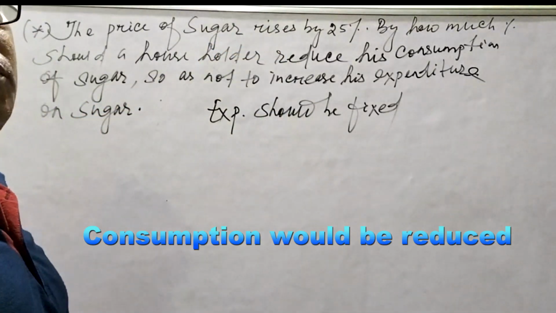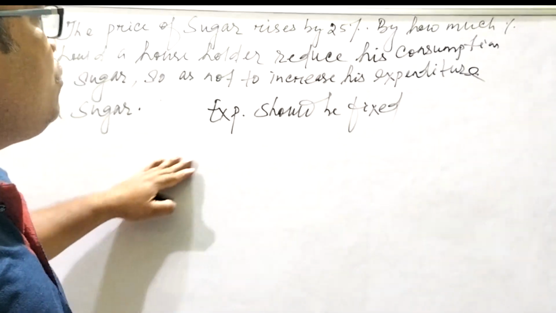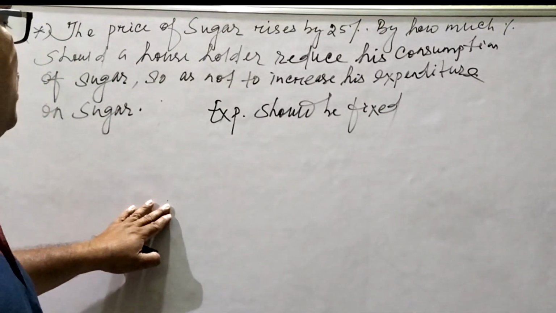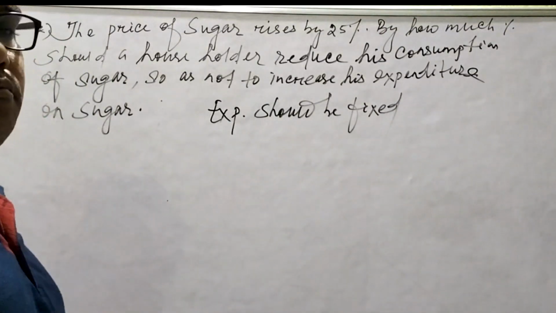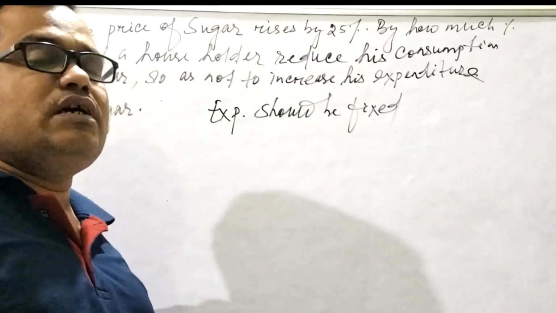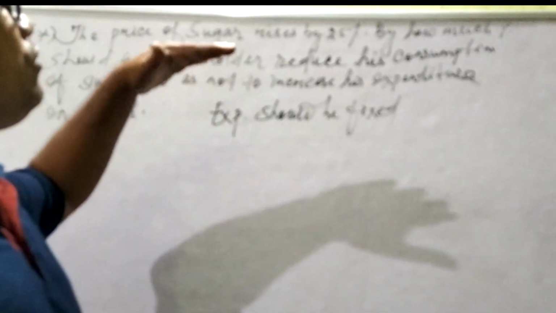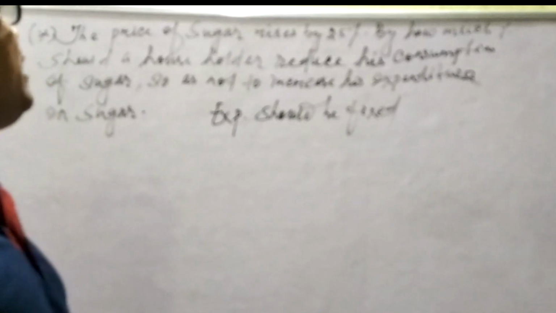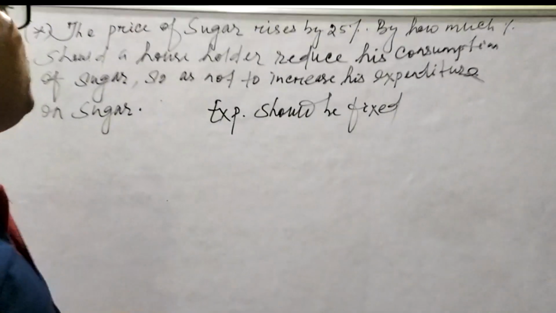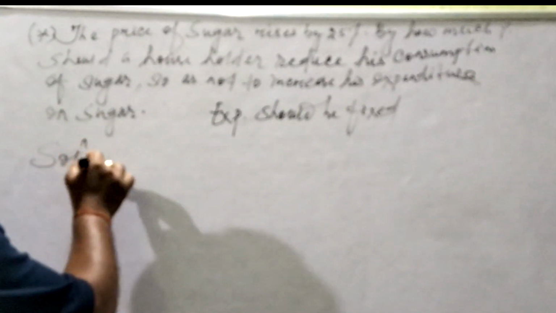If the price increases, we have to reduce the consumption so as to maintain the expenditure fixed. In order to maintain the expenditure as it was, suppose you spend 100 rupees on sugar per month, the price of sugar rises and you have to maintain that 100 rupees, so you should reduce the quantity of sugar. You should purchase the reduced sugar quantity. So let us explain and solve.